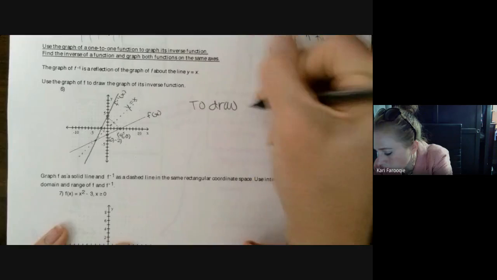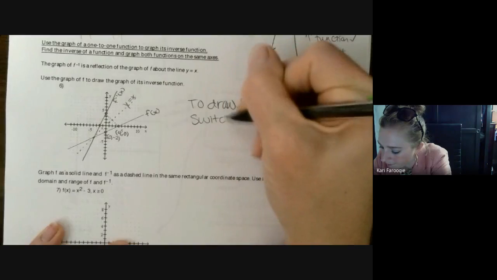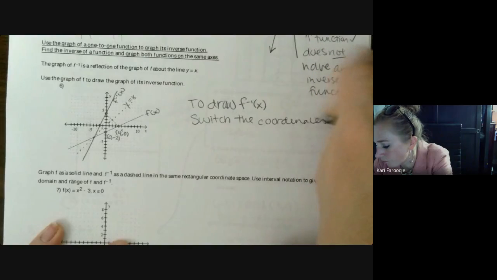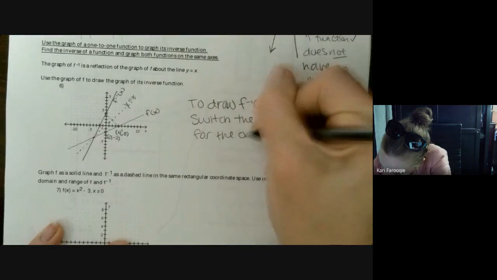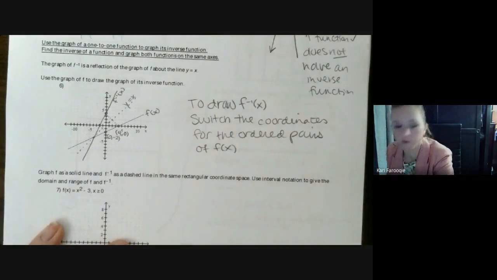So you're seeing this reflecting behavior not only up here, but also as you move your way down into this third quadrant. You're seeing that all the points should be equidistant to this line y equals x on both graphs. Pretty cool, right? I'll even make a note of that so that we have it on our notes. To draw f inverse of x, switch the coordinates for the ordered pairs of f of x.